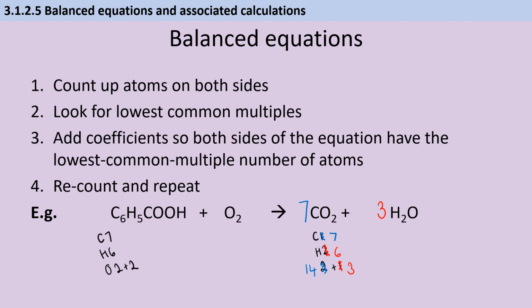So I need 17 on the left hand side, but I also need to take account of the 2 that are in the carboxylic acid. Once I remove those, I'm left with 15, and therefore I need to add 7.5 as a coefficient for the oxygen.